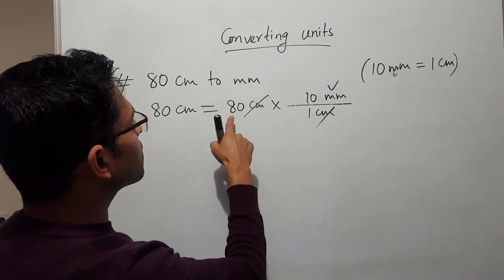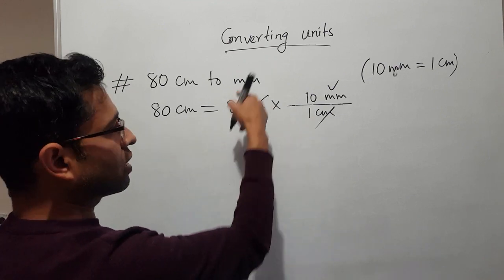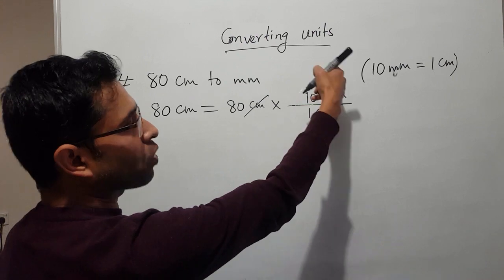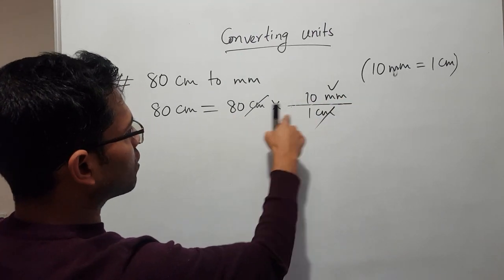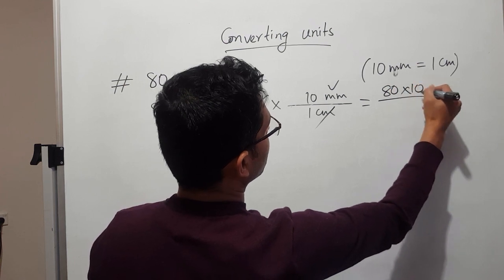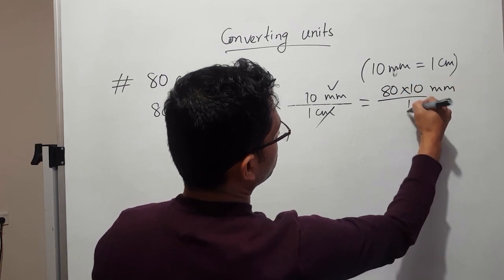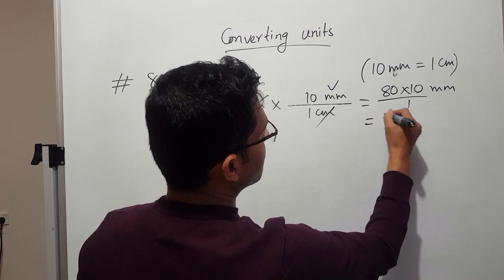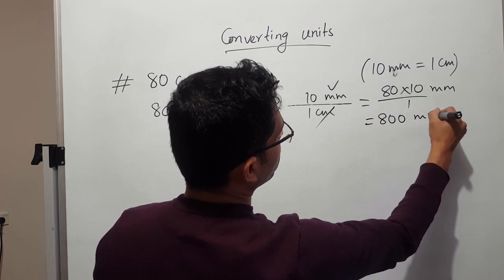So now we can see we have 80, which is definitely in our numerator, and then 10 is also numerator, and then in the bottom we have just only 1. So you can just say, okay, 80 times 10, which is in millimeter, then in the bottom is 1. So it means 800 millimeter would be our answer.